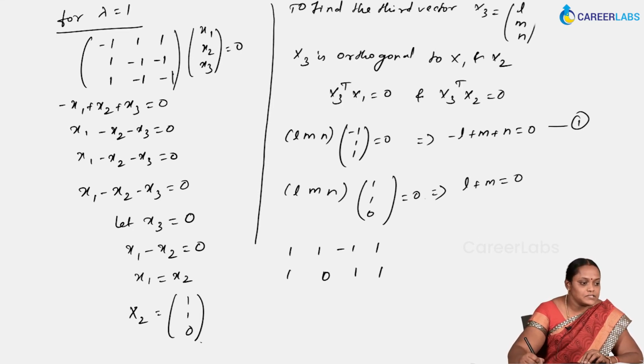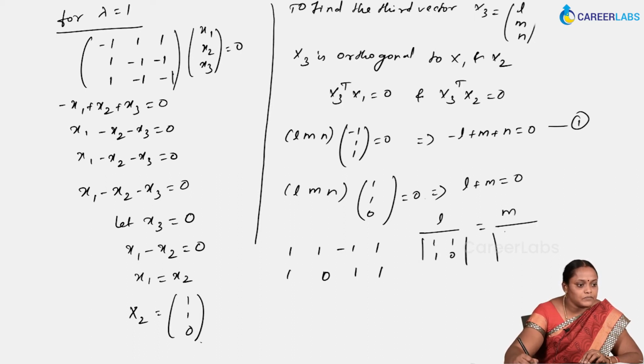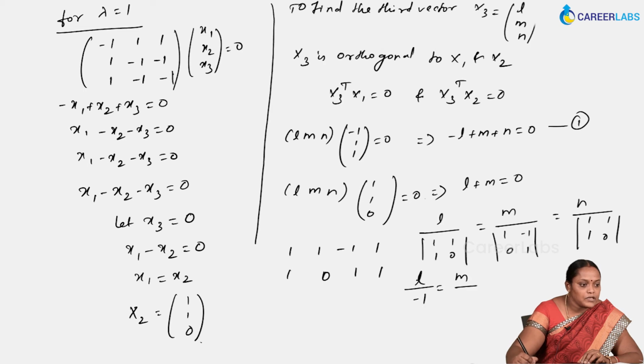So, this implies L by determinant of 1, 1, 1, 0, which is equivalent to M by the determinant of 1, minus 1, 0, 1, and N divided by the determinant of 1, 1, 1, 0. When you simplify this, it will be L by minus 1, M by 1 minus 0, so this will be 1, and here N by minus 1.